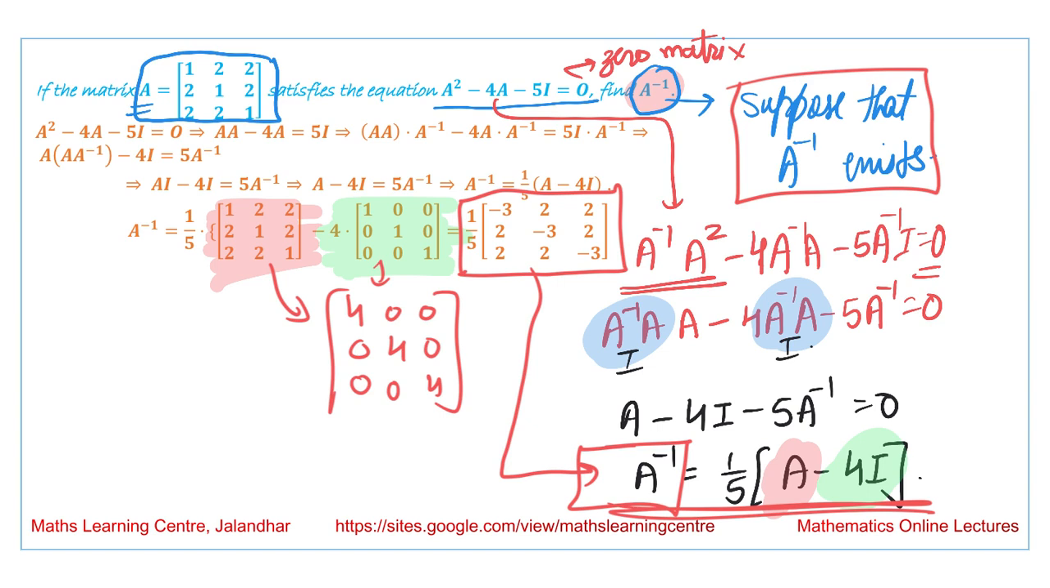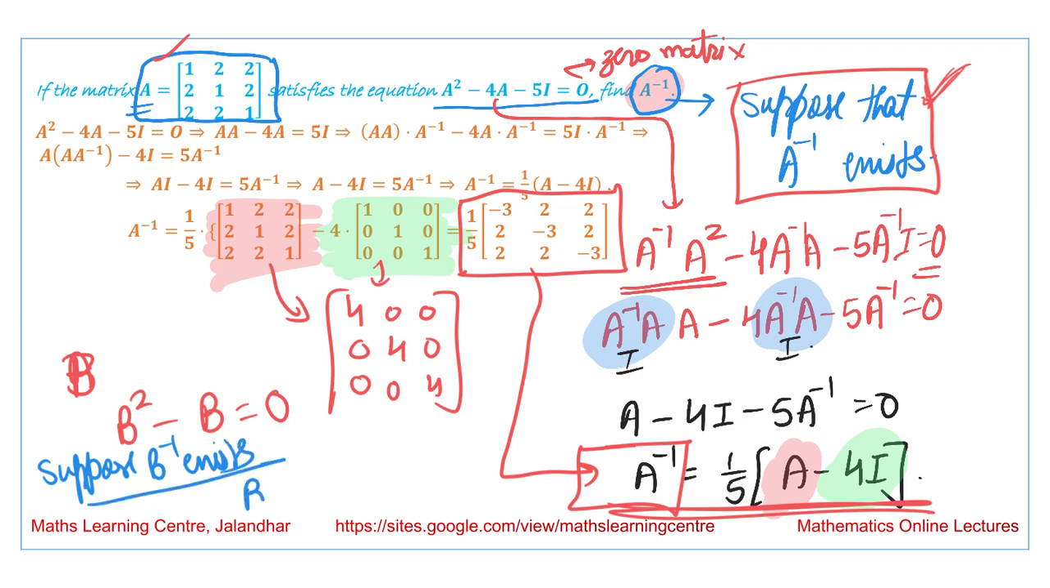Now suppose we are saying in this case that A inverse does not exist. We have some equation in the form, say some matrix B, and it satisfies B square minus B is equal to 0. Suppose B inverse exists, then we multiply by B inverse, and we get B inverse into B square minus B inverse into B is equal to 0. So this implies this term is the identity matrix, and this term is B. So B is equal to I.